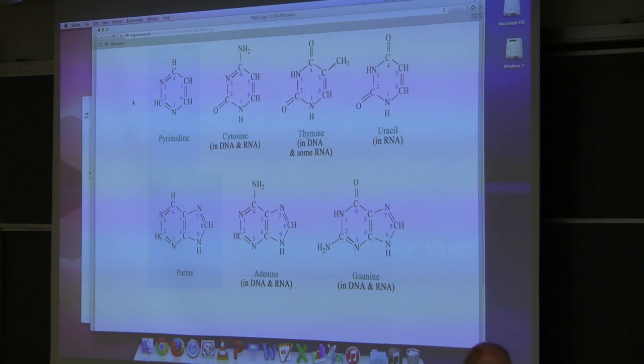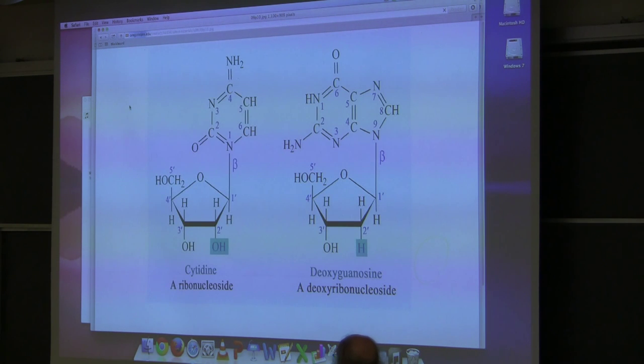On the purine side, purines are the bigger guys. You can see the five-membered ring and the six-membered ring. You've got adenine and guanine, and they're found, of course, in both RNA and in DNA. These are nucleosides. Okay? You don't need to know the structures, but you should definitely know that pyrimidines only have one ring. Purines have those six-membered and five-membered rings. You know that A pairs with G and C pairs with T, and I'll show you that in just a bit.